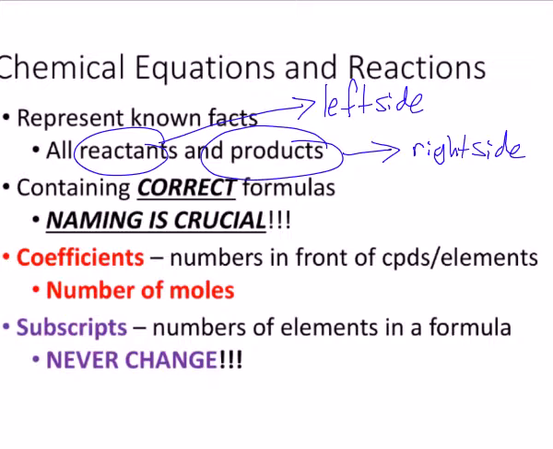So coefficients, we've seen those already a little bit with copper(II) sulfate pentahydrate, where it's got a coefficient out in front. They represent the number of moles. Okay, so the big numbers out in front tell you the number of moles. Subscripts are the number of elements in a formula. We've used those already as well, so it's nothing new. Notice what it says about subscripts.